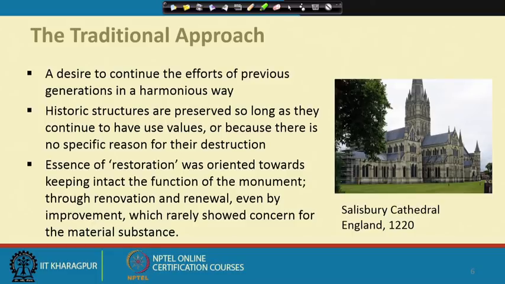Now, in this approach, we see the essence of restoration was oriented towards keeping intact the function of the monument, what we term as the use value, through renovation and renewal, even by improvement sometimes. So, there was not much dogma that this shouldn't be done or that should be done. The function was very important, and renovation and renewal, even improvement, really showed concern for the material substance. As and when required, repair and restoration went on, and a lot of structures were preserved and kept in use in that way. So, that is broadly the traditional approach.